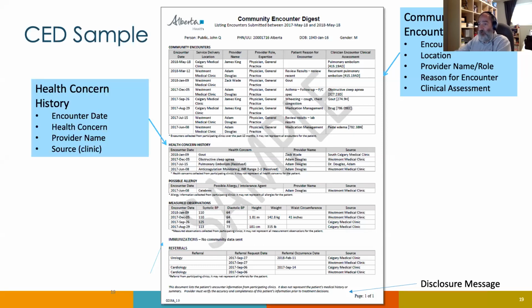There's also a section for health concern. If a new problem is entered into the problem list in the EMR, that'll show up here in the health concern history.